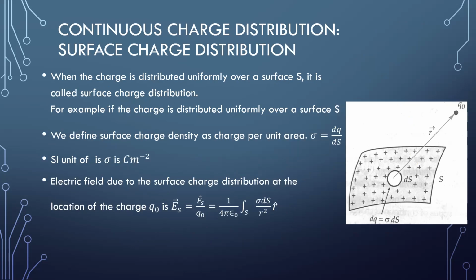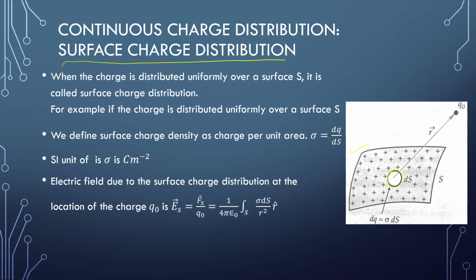So we continue now. Next is surface charge distribution. Now when we talk about surface charge distribution, we are talking about the charge being distributed over a surface. So as you can see, this is some surface S, and the charge is distributed over the entire surface, and we have taken it to be a positive charge distribution. So obviously the field will be directed away.